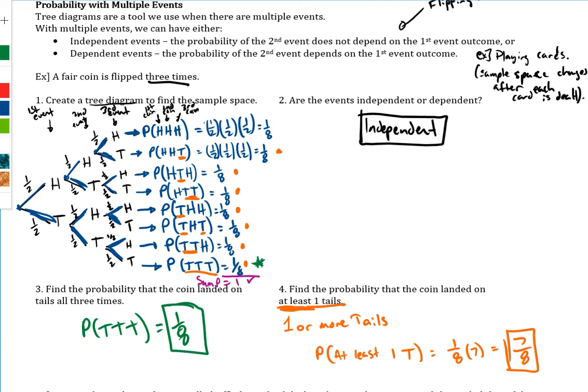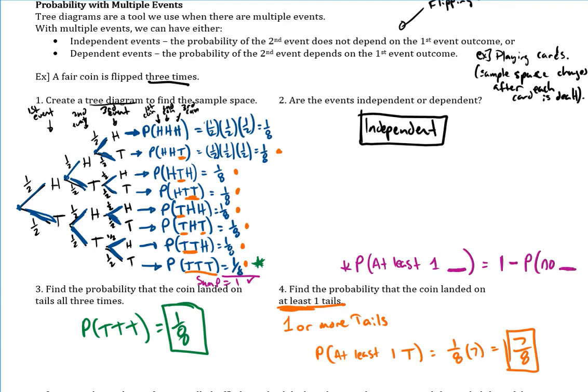Another strategy for at least one that can be useful for us. Let's mark it in purple. Here's a rule that can help. The probability of at least one, I'm just going to say blank, because the blank changes from problem to problem. So at least one blank is 1 minus the probability of no blank. Whatever that blank happens to be, I'm just trying to break it down into words.